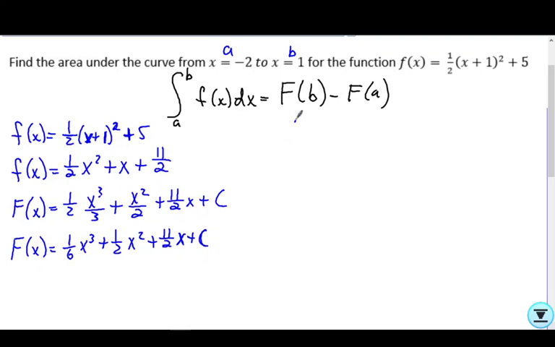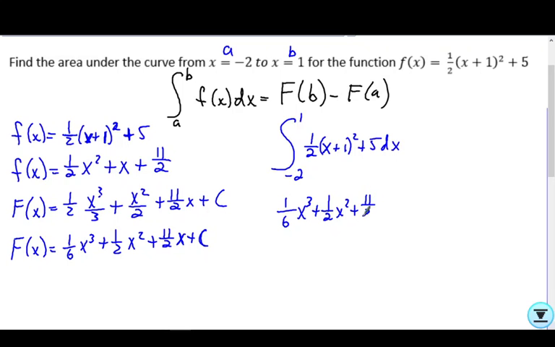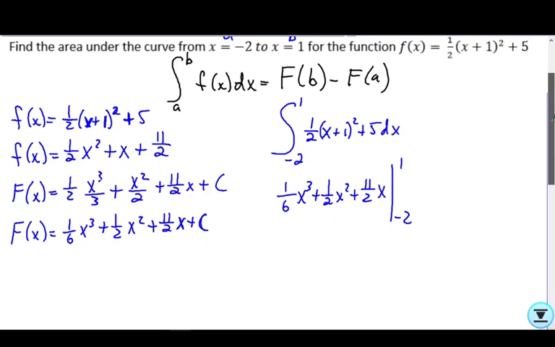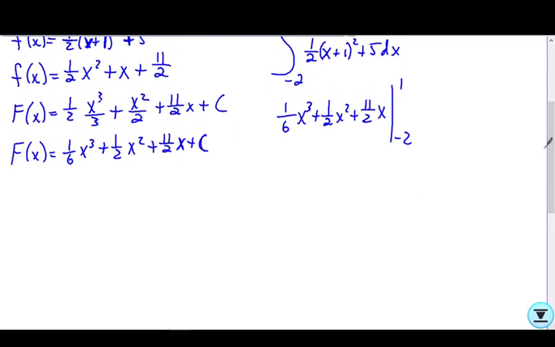When I go to write my integral, I get from -2 to 1 of my original function, which is 1/2 (x plus 1) squared plus 5 dx. Then I use my antiderivative, which is 1/6 x cubed plus 1/2 x squared plus 11 over 2 x. I'm evaluating from -2 to 1. Now this is where it gets a little tricky.